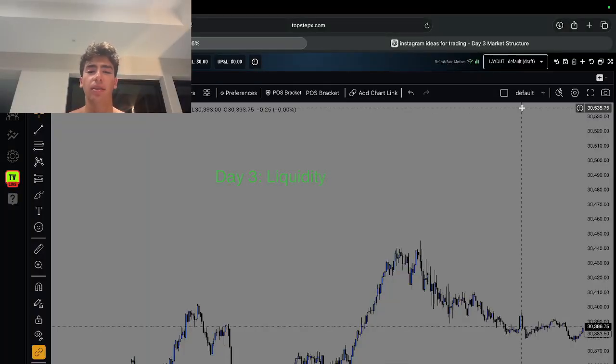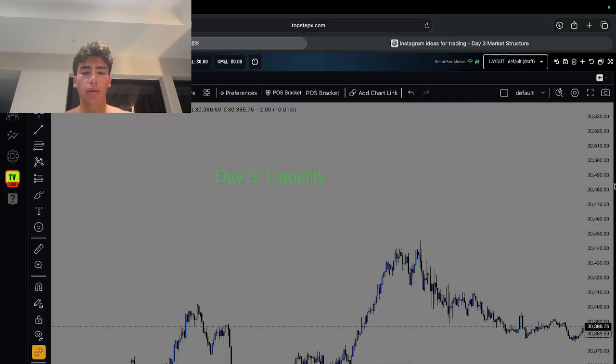Today, we're going to be talking about liquidity. This is one of the most important things in trading, and I have a feeling that this is where it's going to start making a lot more sense. Without a draw on liquidity, as I'll explain what that is, your trading is useless. You need to be trading towards a draw on liquidity.